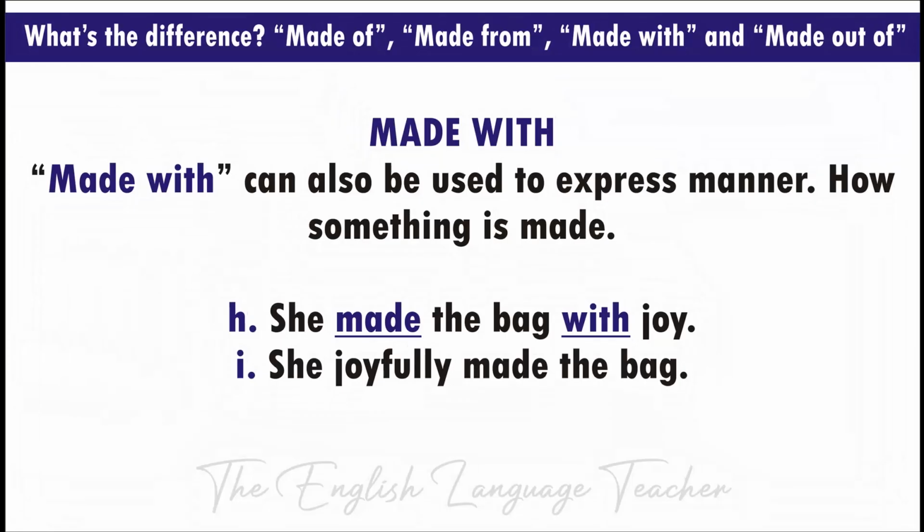Still on made with, it can also be used to express manner, how something is made. Example H. She made the bag with joy. In this case, joy is not an ingredient in the process of making the bag. Instead, it is telling us that she joyfully made the bag.